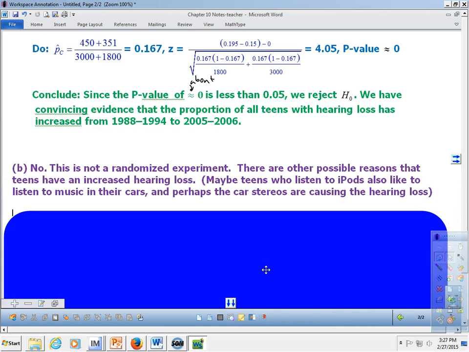There are definitely other possible reasons that teens have an increased hearing loss, right? And one of them could very well be, teens who listen to iPods probably also listen to music in their cars. It's been my experience, and I know statistics tells us not to rely on our own experience, but people that listen to their headphones and earbuds way too loud tend to listen to their music in their car way too loud. And so maybe it's the car stereos that are causing the hearing loss. Who knows? But it's not the iPods, at least not from this study. If you want to try to draw that conclusion, you'd have to set something else up to test it.